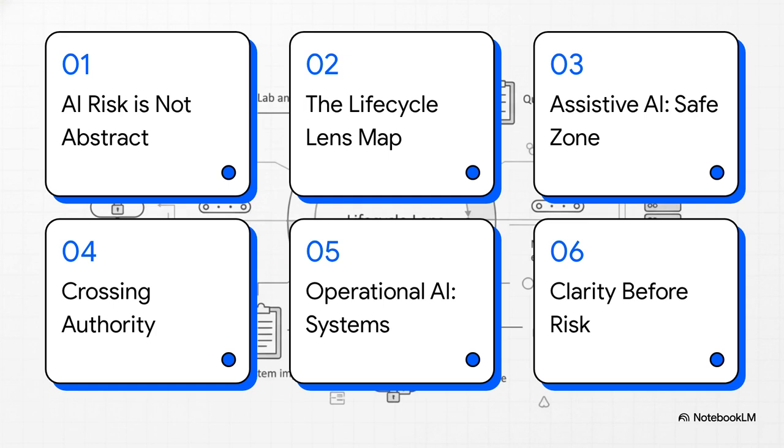So here's our game plan. First, we're going to ground this whole idea of AI risk in the real world. Then, I'll introduce you to a really powerful framework called the lifecycle lens. We're going to take a journey from the safe, assistive uses of AI right across a critical dividing line and into the high-stakes world of operational systems. And we'll wrap up with some crucial clarity on what this all means for you and your teams.